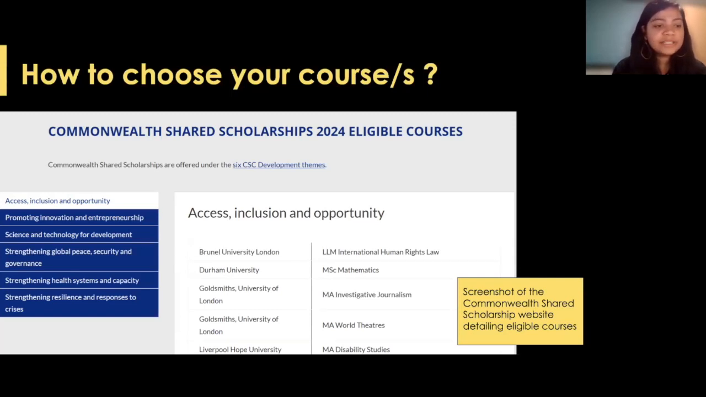So on the left-hand side, you will find all sorts of your themes, right? Your access, inclusion, opportunities, strengthening resilience, things like that. On the other hand side, you will find the universities that are offering specific courses under these themes. You can again do a control F search, right? Be like, okay, what all is offered under health, right? Control F, what all is offered under development and things like that.